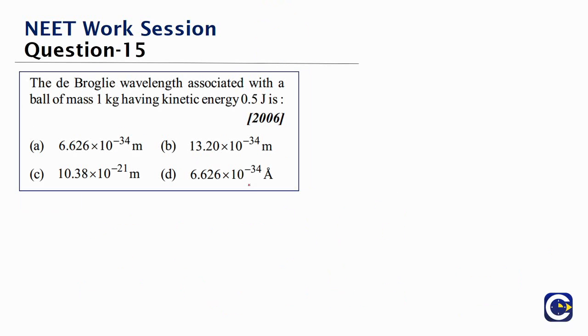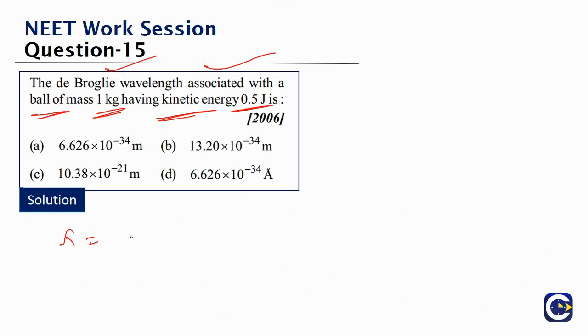Next we have another question that is based on the de Broglie wavelength. So here it's a different situation. De Broglie wavelength associated with a ball of mass 1 kg having kinetic energy 0.5 joules. So normally what is the de Broglie wavelength formula we have? Lambda will be equal to h by mass into velocity. But here the velocity is not given. Instead, kinetic energy is given.